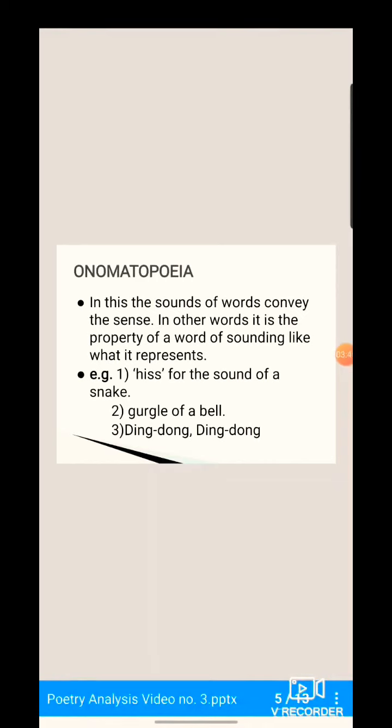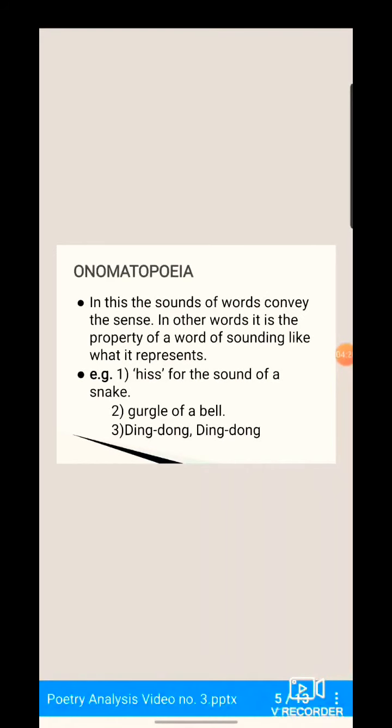Now, onomatopoeia. This figure of speech, onomatopoeia, signifies the use of a word that is formed from the sound it is intended to represent. It is a figure of speech in which the sounds of the words convey the sense. In other words, it is the property of a word of sounding like what it represents. Words like thud, boom, bow bow, etc. These are the examples of onomatopoeia.